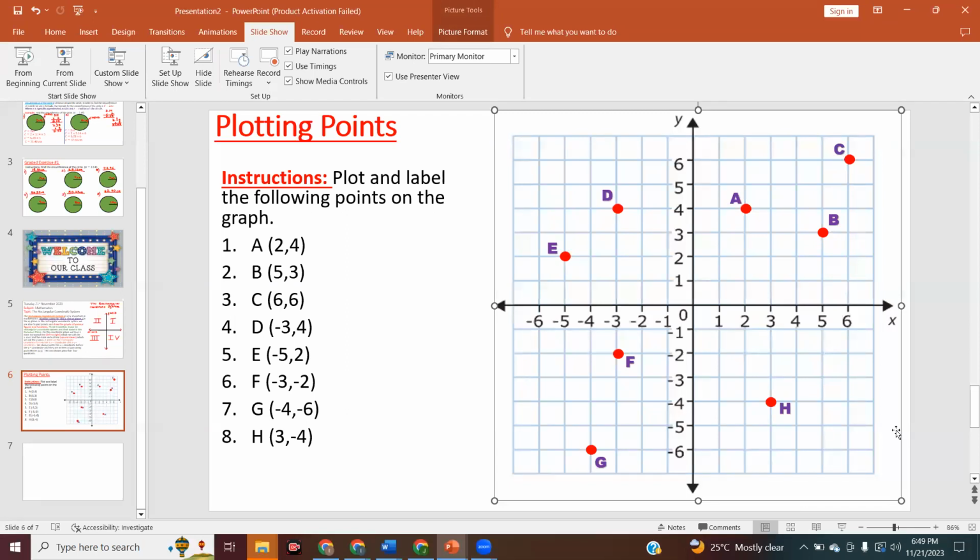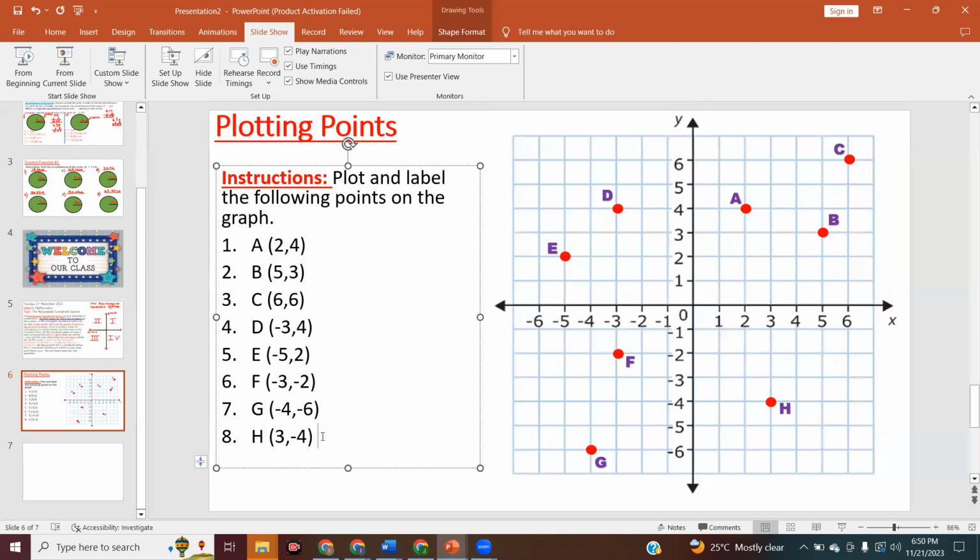Quadrant 3. Which quadrant is E? Quadrant 2. And which quadrant is H? Quadrant 4. So this is quadrant 1, quadrant 2, quadrant 3, and quadrant 4.